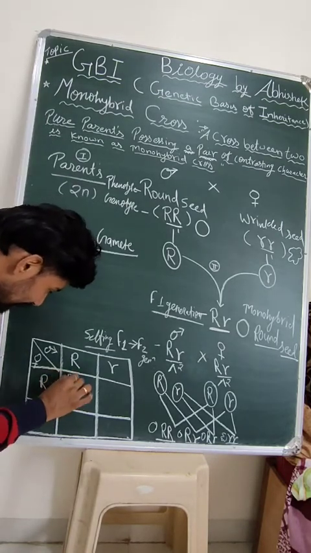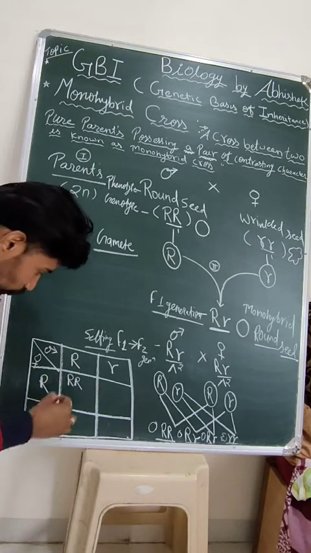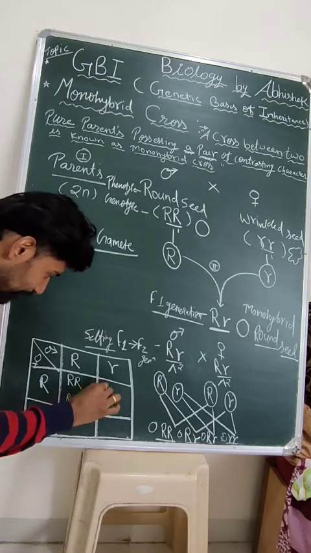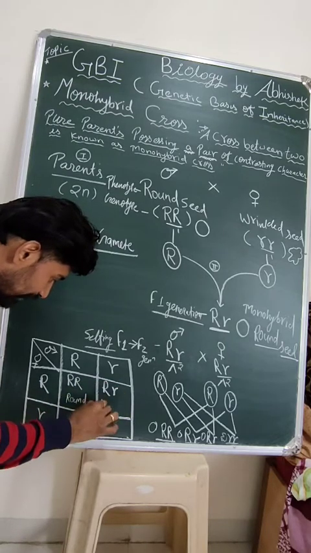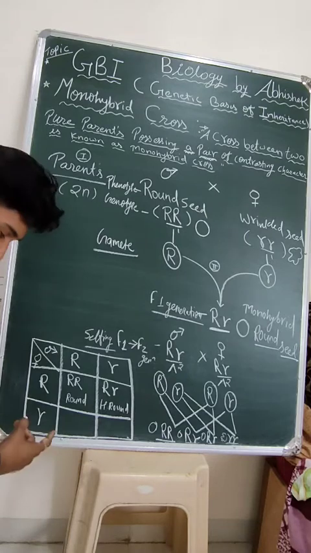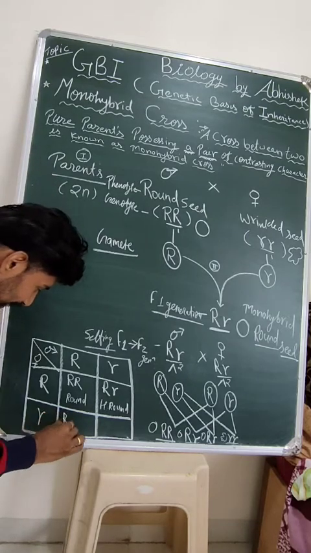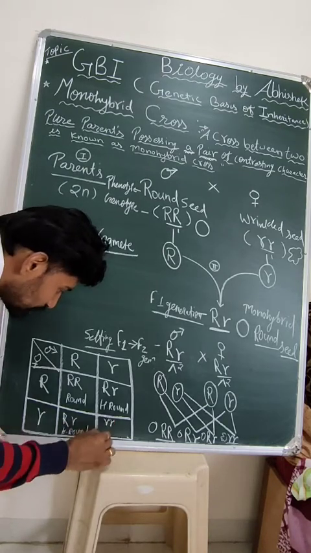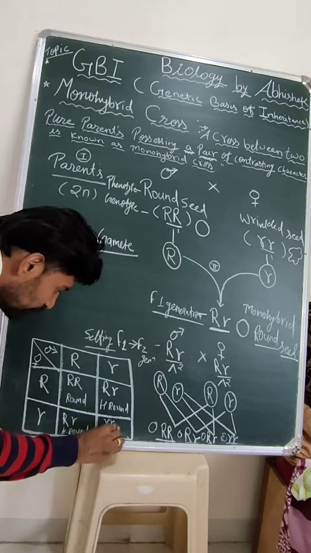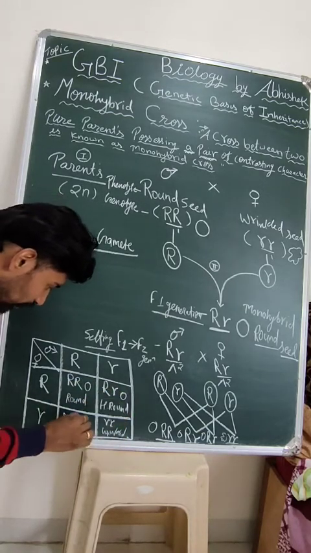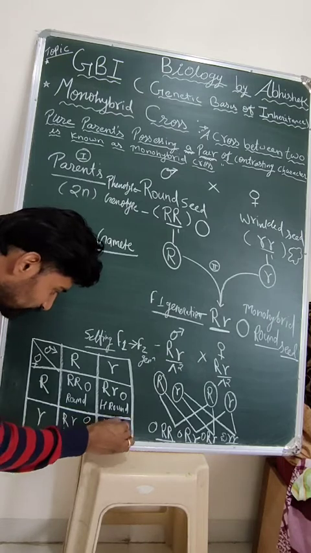So in first case appearance of pure round, so this is round. In second appearance of capital R small r, it means hybrid round. So I will mention here H as a hybrid round. In third capital R small r, it means again hybrid round. Or at the end small r, it means we get a wrinkle. So here appearance of round, round, round and wrinkled.